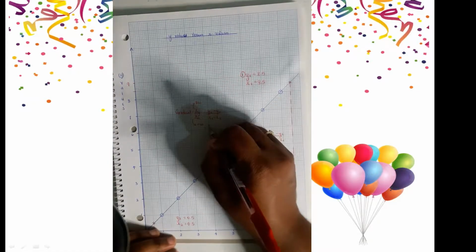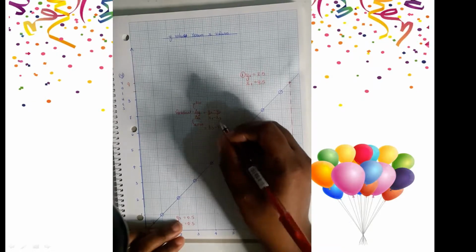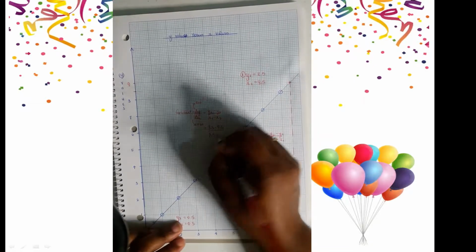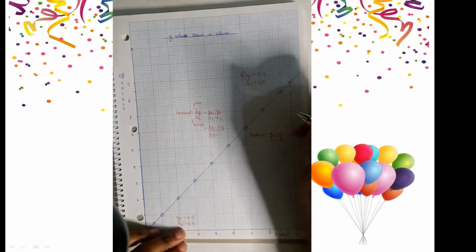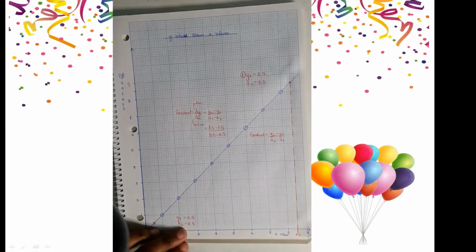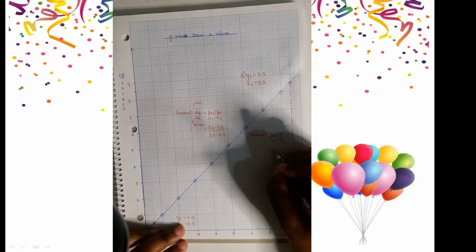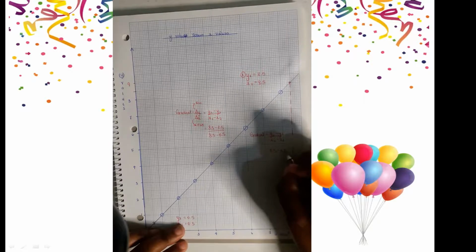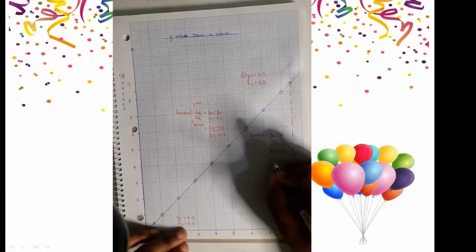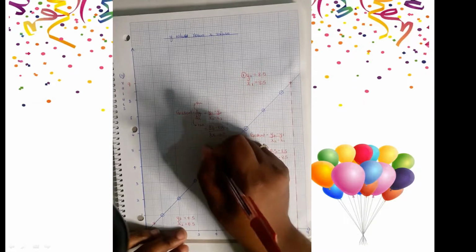So y1 is 8.5, y2 is 0.5, divided by x1, which is 8.5, and x2 is 0.5. You see how easy it is that we have our numbers here. And then down here, y2 would be 0.5 minus 8.5, which is this up here, and then divided by x2, which is 0.5 minus 8.5. And you're going to get the same number.